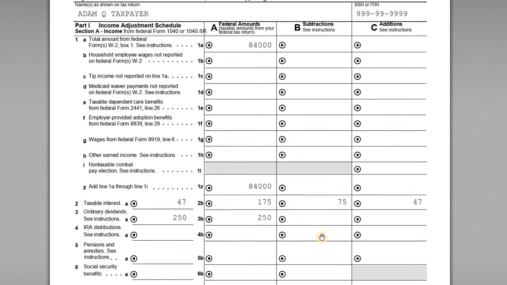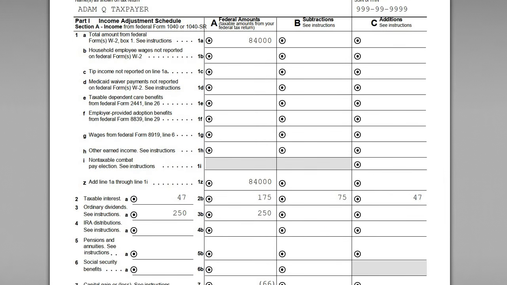So the net amount of adjustments here is going to be the $175 minus the $75 plus $47. So in effect, the amount of taxable interest income we're going to have for California state tax purposes is $147, right? That's going to be the net amount that's actually subject to tax in California.